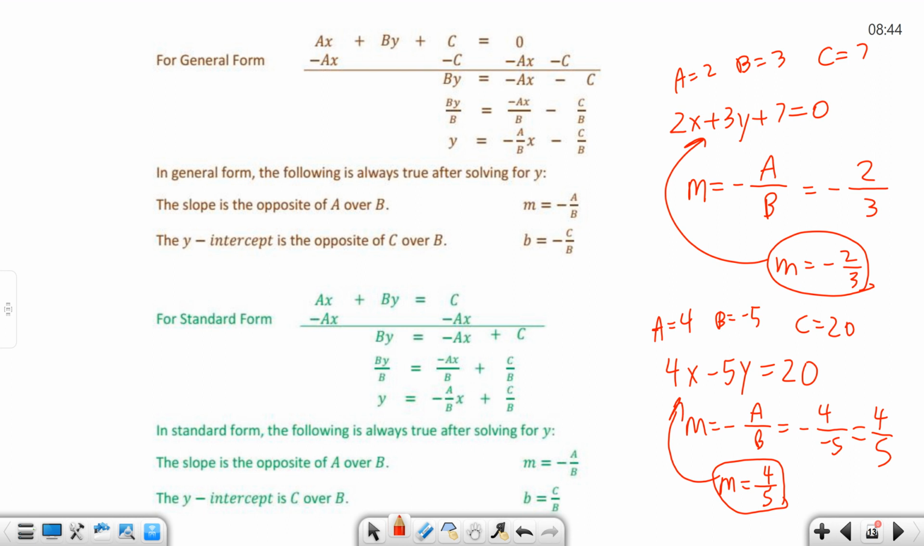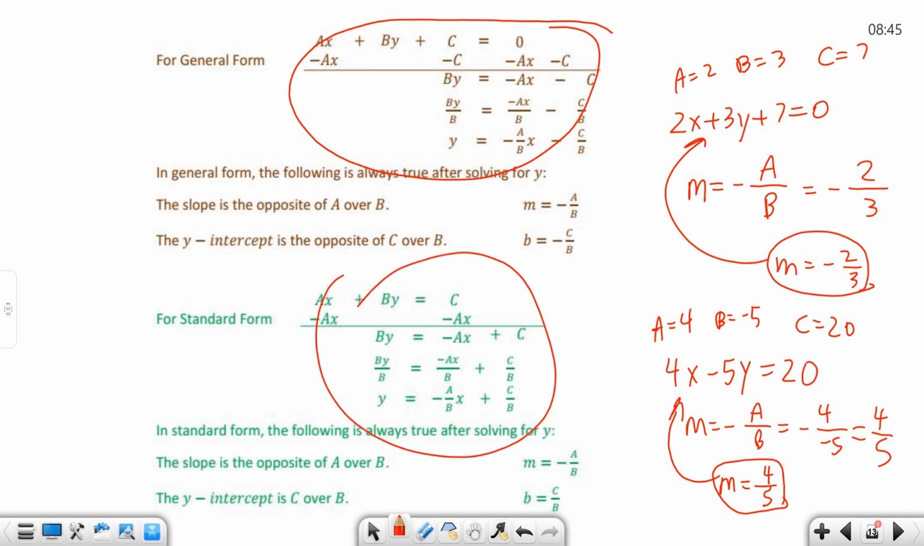Right there, okay? So I just want to do a couple of examples of that. If you ever see something in standard form and you need to know the slope, you can find it really quickly without actually solving for y. But what I did was I solved for y generically here with variables on both of these to show you where the m and the b came from. All right?